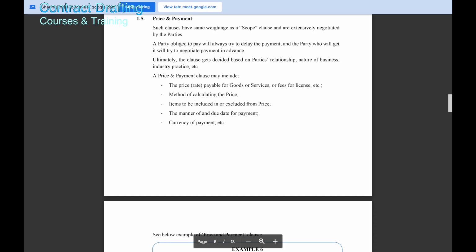But in principle, the amount, the method of calculation of the price, what is covered in the price, what is the manner and due date of payment, currency of payment, all those things have to be thought of.